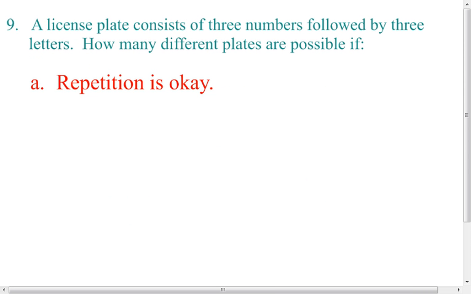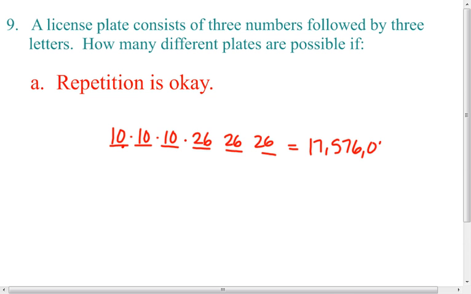All right, and last problem here. We have a license plate, 3 numbers, then 3 letters. How many different plates are possible if repetition is okay? In this spot, I actually have 10 choices for a number because it could be a 0. So 0, 1, 2, 3, 4, 5, 6, 7, 8, or 9. The next number can repeat, so I still have 10 choices. Again, it repeats. And then the next one is a letter, so I have 26 choices. Repeats are okay, so those 2 are also 26. So 17,576,000 when you multiply all of that out.